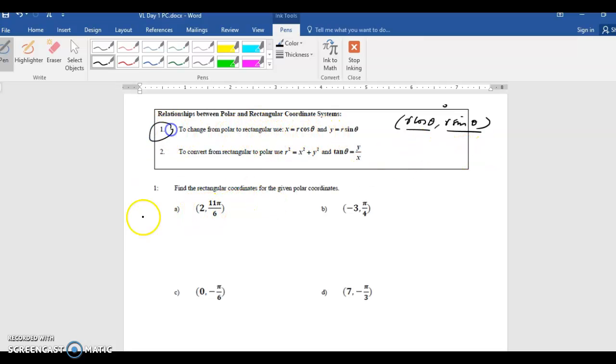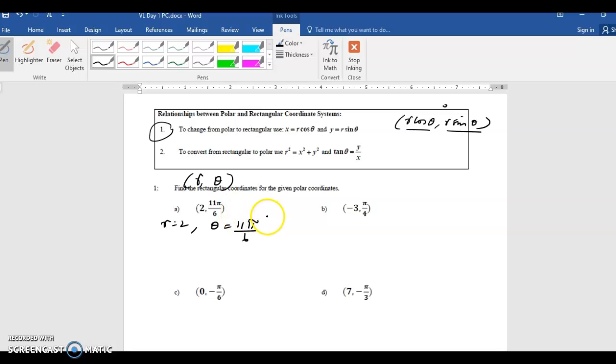So let's look at this first, and we'll take examples and work them through. So here, normally polar coordinates are written as r and theta, isn't it? R is the length or the distance from the pole or distance from the origin, and theta is the angle that is subtended on the x-axis, correct? In the counterclockwise direction. So here now we have the information that r is 2 and theta, the angle, is 11 pi over 6.